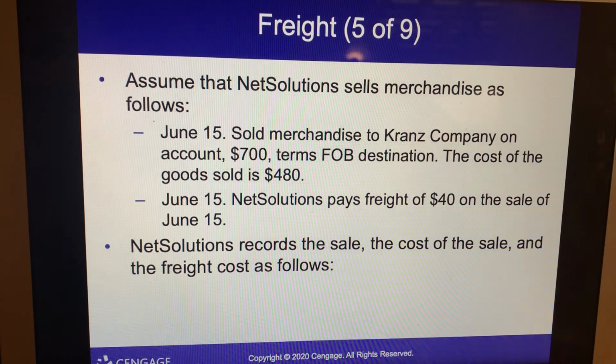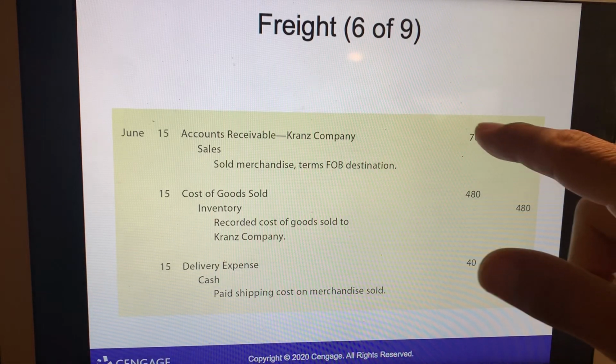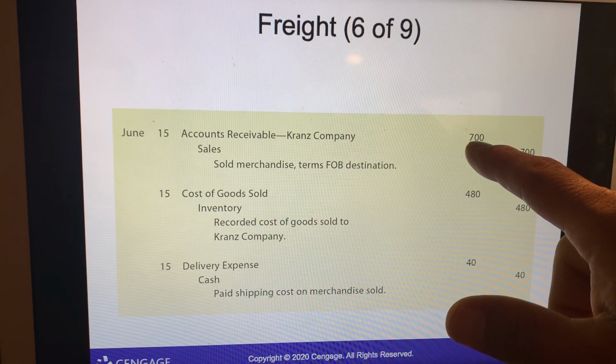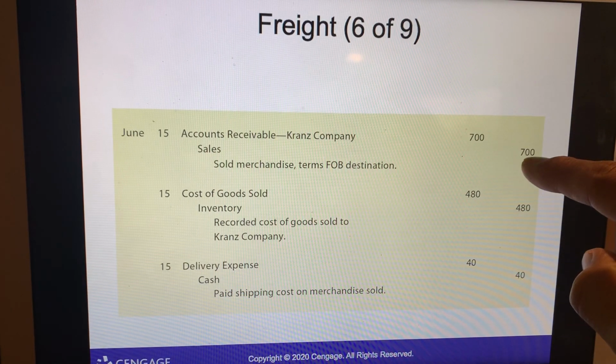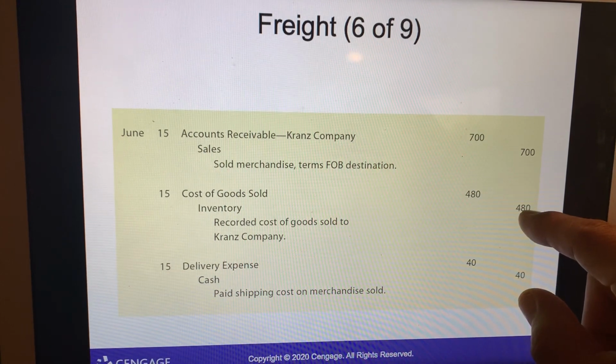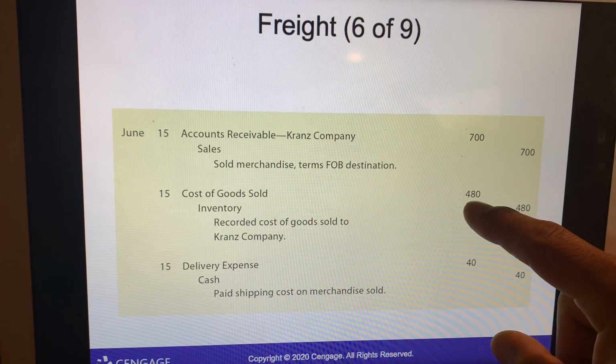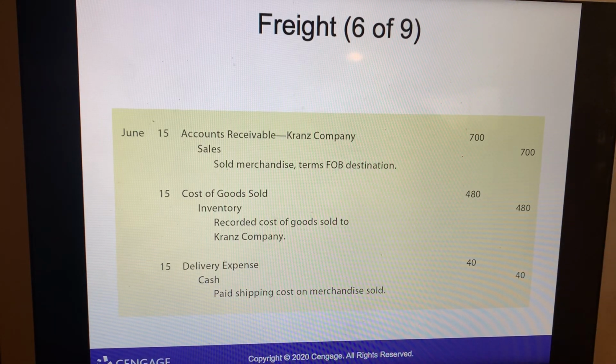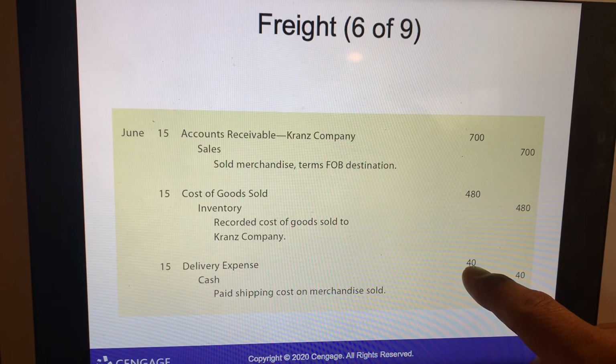Assume that Net Solutions sells merchandise as follows. June 15th sold merchandise on account, so that's accounts receivable for $700. Terms FOB destination. The cost of goods is $480, and then paid freight of $40 on the sale. Okay, so record these. So $700 goes into accounts receivable, and that's going to go to sales. Balance sheet, income statement. Cost of goods is balance sheet. Inventory of $480, so we're pulling $480 out of our inventory. Our cost of goods will go straight to our income statement. Our delivery expense will be income statement, and we paid cash on that.